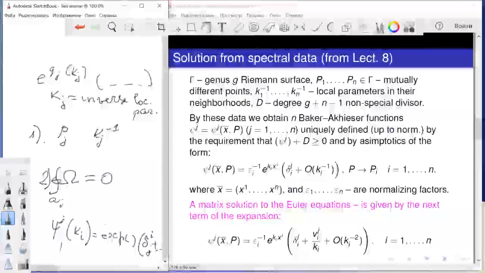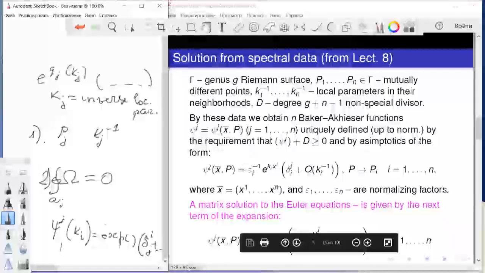So the function number j is singled out by the condition that this bracket has zero order for i equal to j, and order plus 1 for i not equal to j. Well, okay, it's written here.